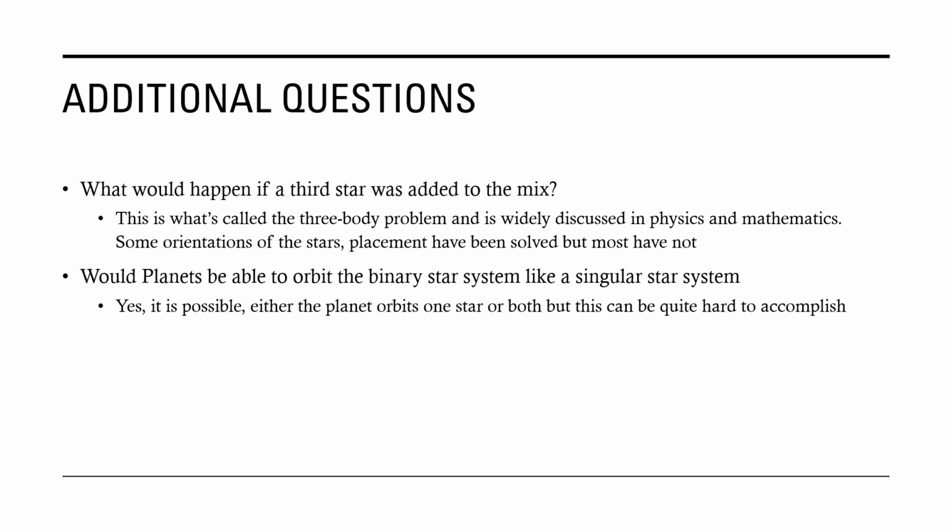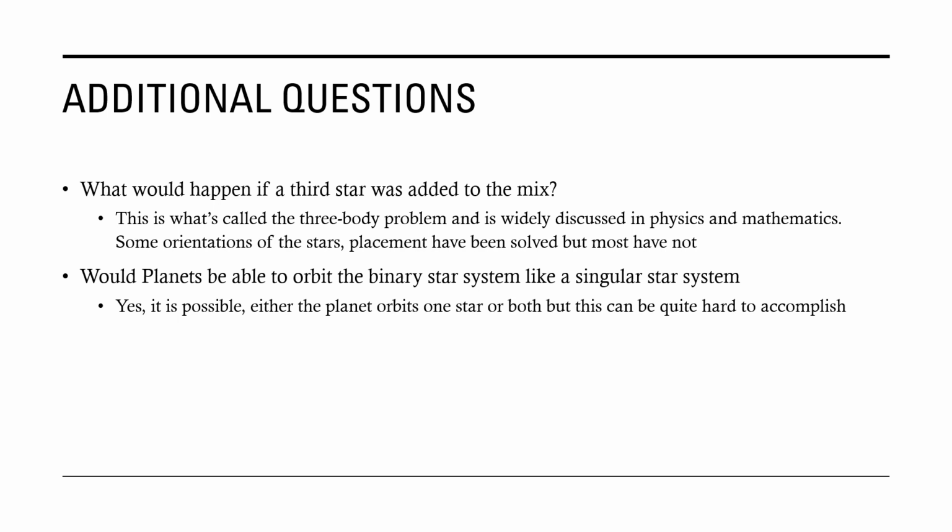As for additional questions, if a third star was added to the mix, it's called the three-body problem, and it is widely discussed. People are trying to solve it. Some orientations have been solved, but most have not been. As for what could happen, it depends on the starting velocity and where the other two are, and in general, a lot depends on it.